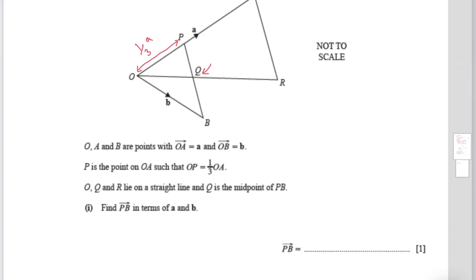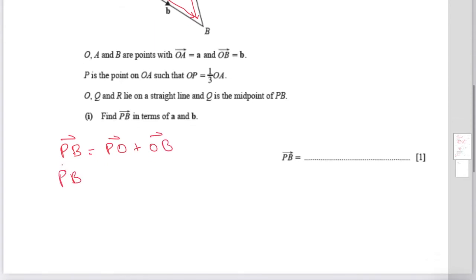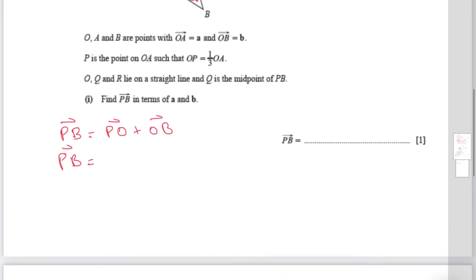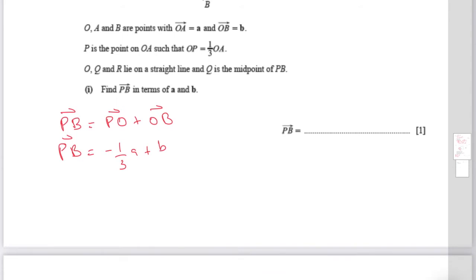So in order to find PB, you need to go from this point to this point and then from this point to this point. How do we do that? So instead of OP, we write PO. Let's first write down the particulars, which is PB is equal to the vector PO plus OB. So PB is technically equal to PO, which is the opposite of OP. So we write negative 1/3 A plus OB, which is of course B. So you write B over here.